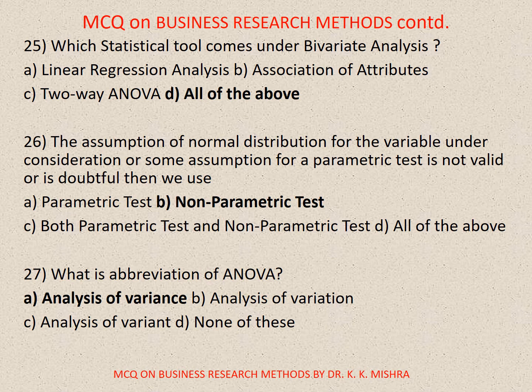Question number 27. What is the abbreviation of ANOVA? Correct option is A. Analysis of variance.